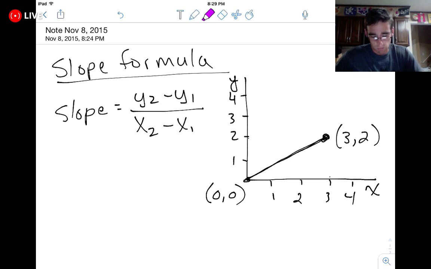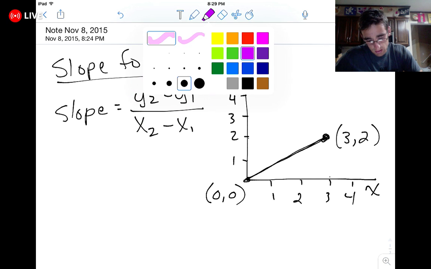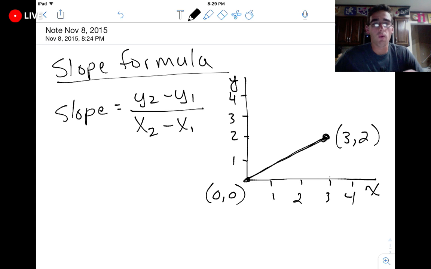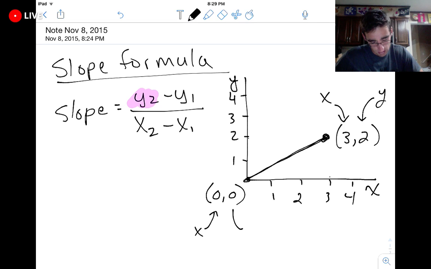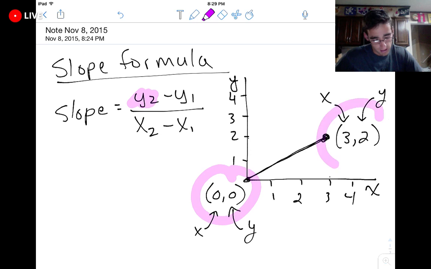So what this slope formula means is that the y's are just the y coordinates. y2 is the y coordinate of the second point. Let's remember, that's x and that's y. We always do y second. Now what's important here is that I've got 2 points: my first point and my second point.